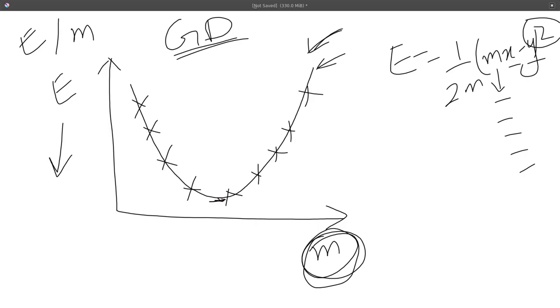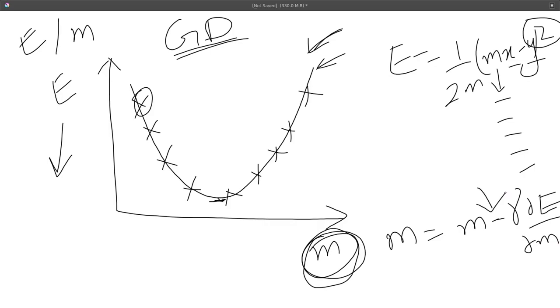So again, let's go ahead and write that equation, which was m equals m minus learning rate times the derivative of error with respect to m, right? So let's say that we start with a value of m which gives you an error somewhere here. Now what we are doing is subtracting some value in such a way that we are moving somewhere downwards, right?